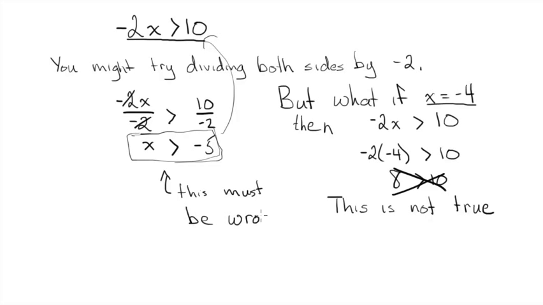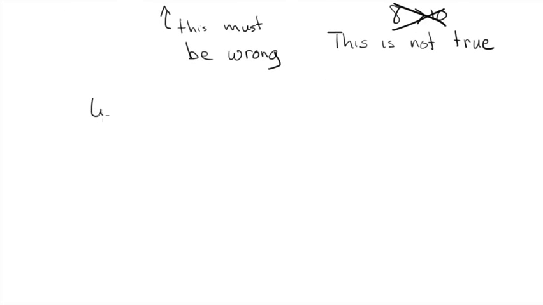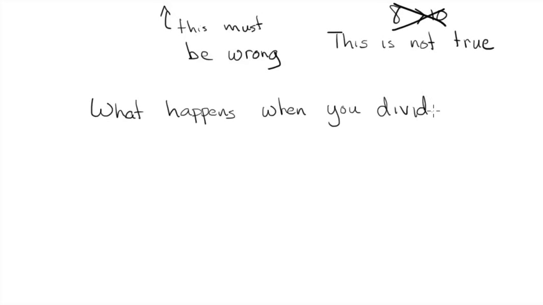And the reason it's wrong is because we had to divide by a negative number. Something happens to inequalities when you divide by a negative number. So the question is, what? What went wrong? What happens when you divide? And this is the same thing that would happen if you multiplied. Let's look at what would happen if you multiply. Multiplying and dividing are similar things. If you want to think about dividing, just think about multiplying by the reciprocal.